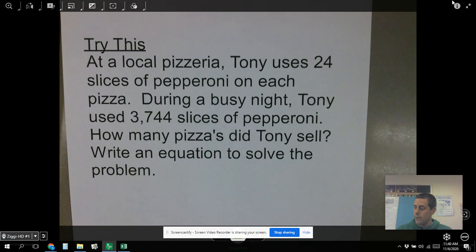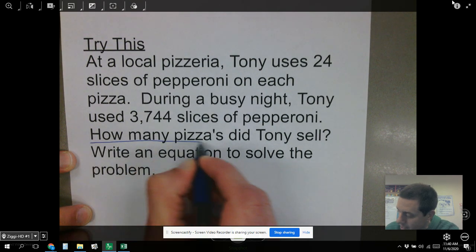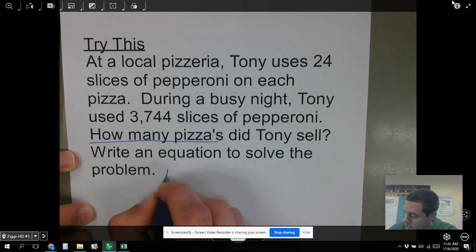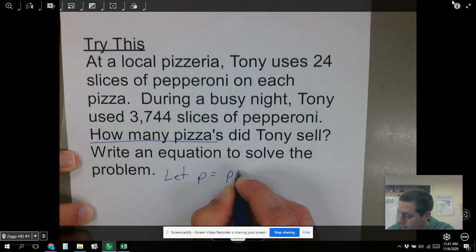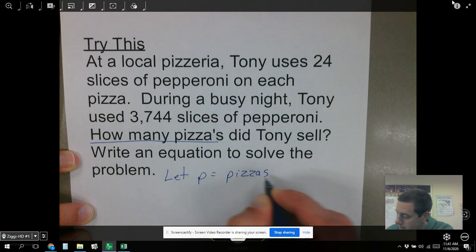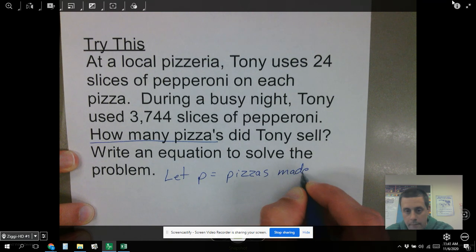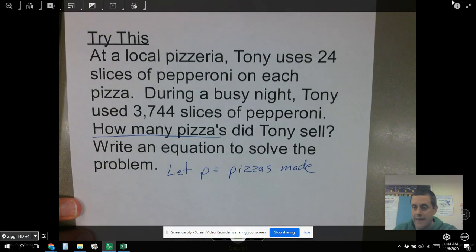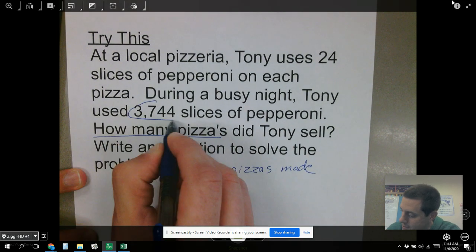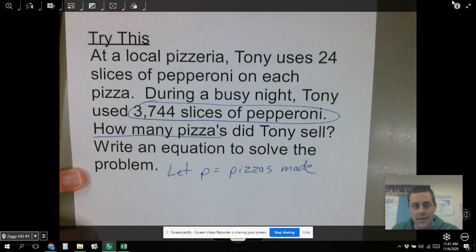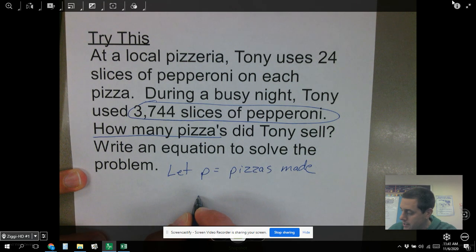All right, let's check your work. Here we go. Step 1, identify our variable by looking at the question. The question is, how many pizzas did Tony make? So let's let P equal pizzas made. Step 2, identify the outcome of our scenario. In the end of the night, Tony used 3,744 slices of pepperoni. So I am setting my equation equal to 3,744.